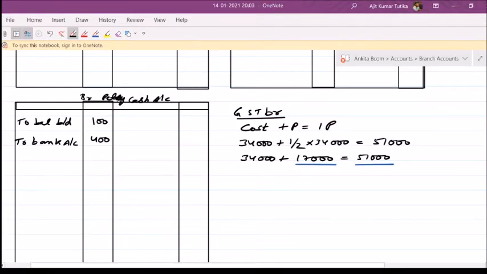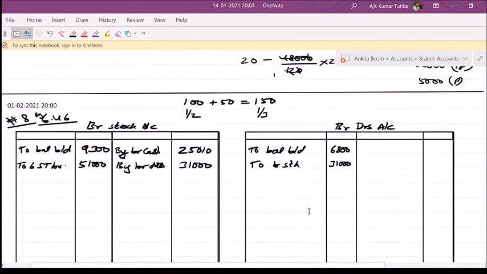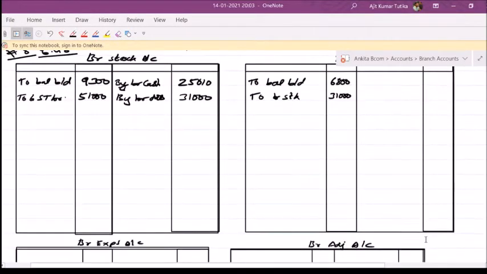Cash received on ledger accounts. Now you may ask, what is ledger accounts? You have to kind of guess, or you can also remember this. When it says cash received from ledger accounts, it is from debtors. Now you go to that branch debtors account. You write here by branch cash. Amount is 30,400.